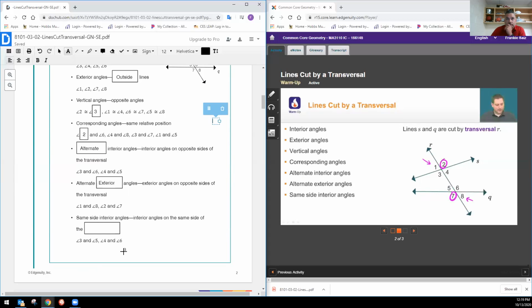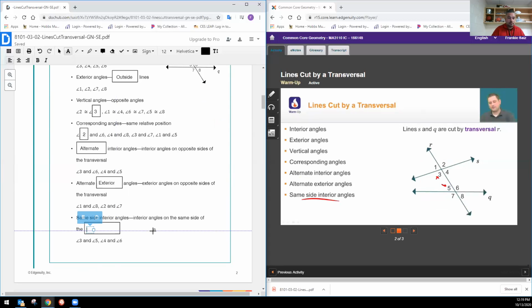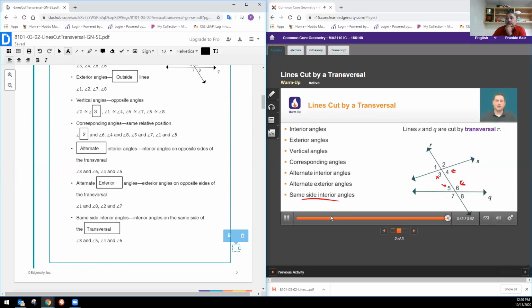Finally, we have same side interior angles. And same side interior angles, which are also called consecutive interior angles, those are simply interior angles on the same side. So you can see 3 and 5 are on the same side and interior, as well as 4 and 6. Now I want you to use these classifications in order to be able to answer some questions about angle relationships on your own.